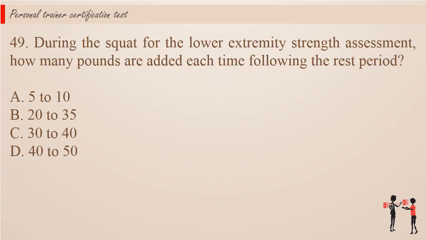Question 49. During the squat for the lower extremity strength assessment, how many pounds are added each time following the rest period? A. 5 to 10. B. 20 to 35. C. 30 to 40. D. 40 to 50.